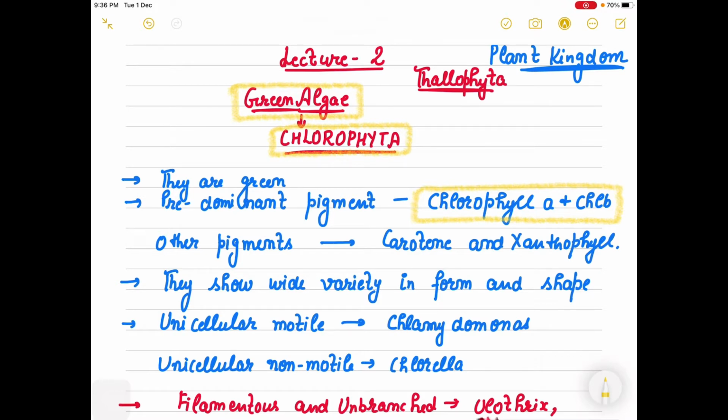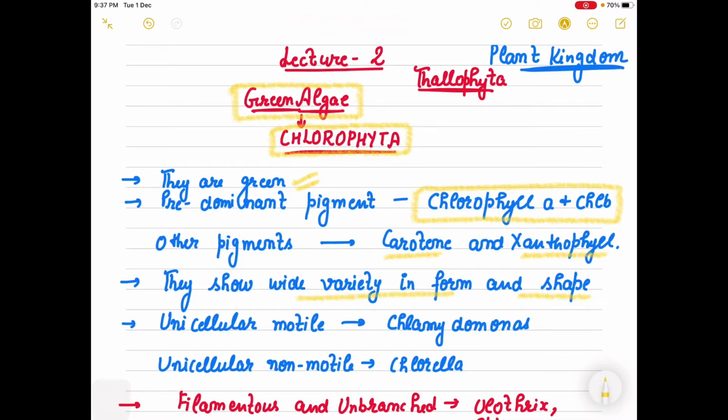B. They are the dominant pigments. That is the reason this algae is green in color. The other pigments, that is the carotene and xanthophyll, also are present, but the main pigment is chlorophyll. This green algae is very wide in its different forms and shapes.